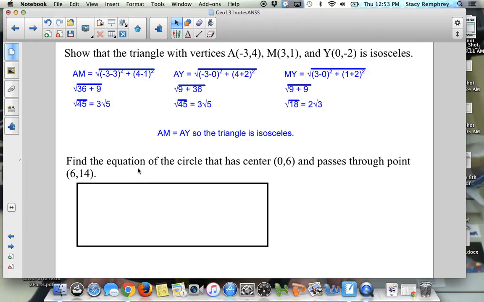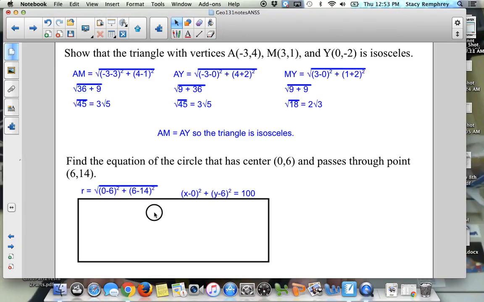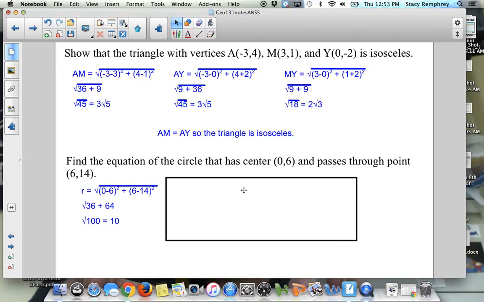For the next problem, I have to write an equation of a circle. So it's got to be that r squared equals (x minus a) squared plus (y minus b) squared. So I know the center, but I don't know the radius. So to find the radius, the first thing I'm going to do is find the distance from the center to the point on the circle. That makes sense. That's what a radius is. So I found the distance, and that makes the radius 10.